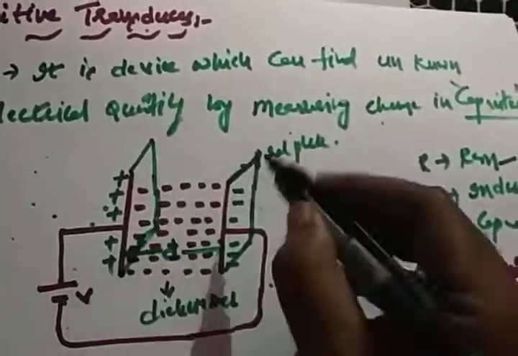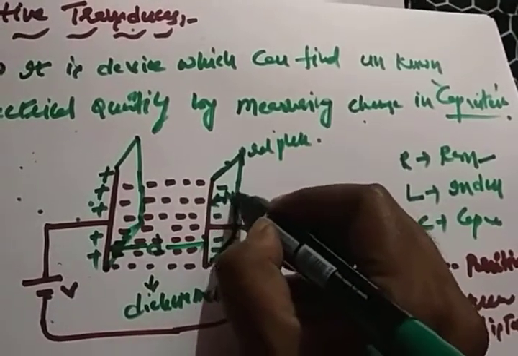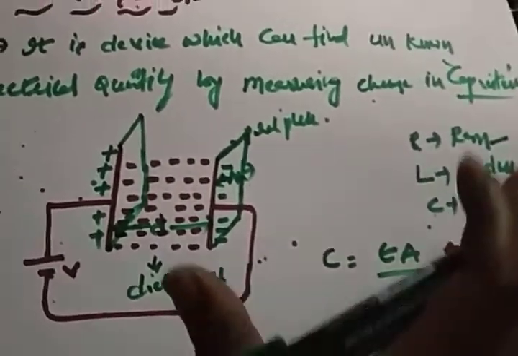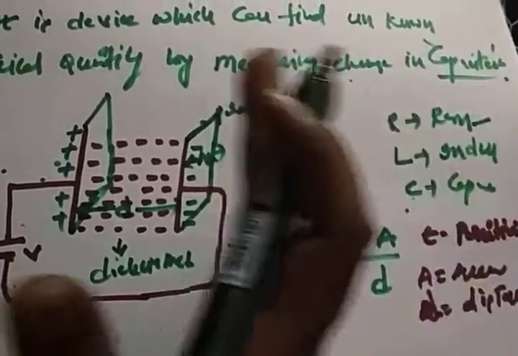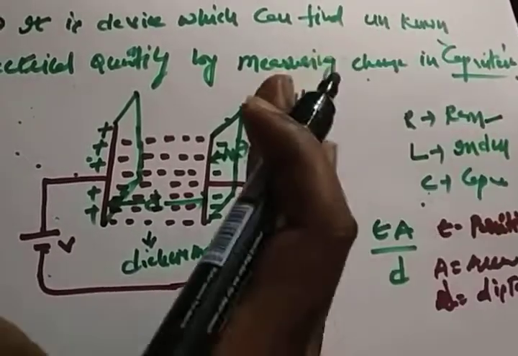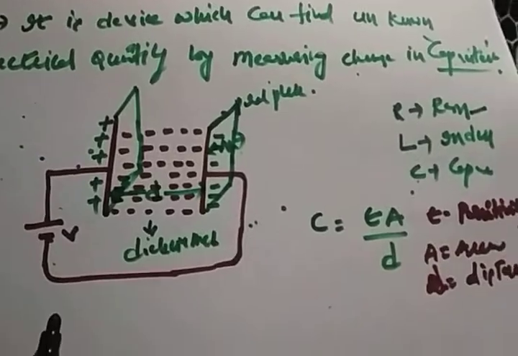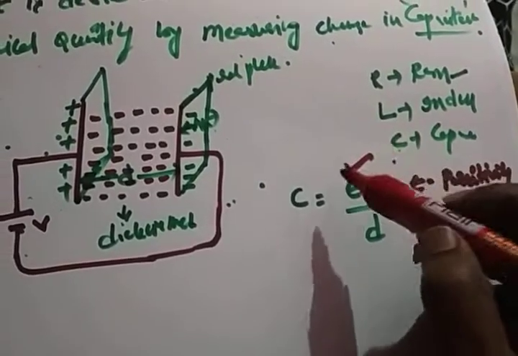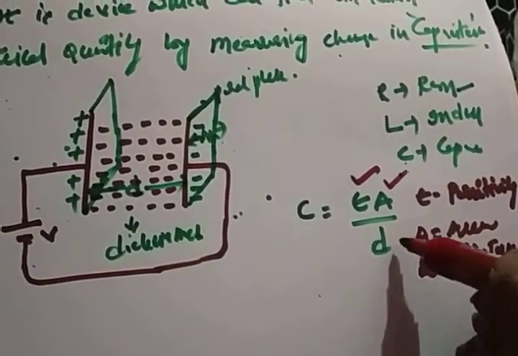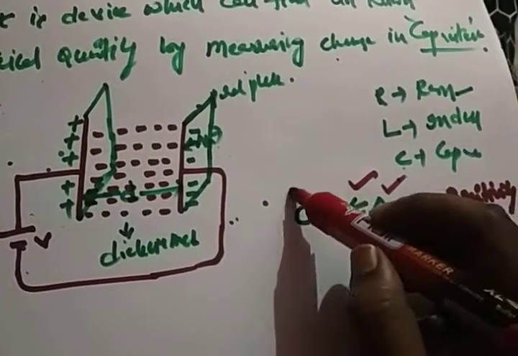So that is one, this we can call an area. If the area increases, the charge storing capacity increases, so the capacitance increases. If the distance increases, the energy storage is going to reduce. So you know the formula: C is equal to epsilon A by D. Epsilon is permittivity, A is area, D is distance, and C is capacitance.